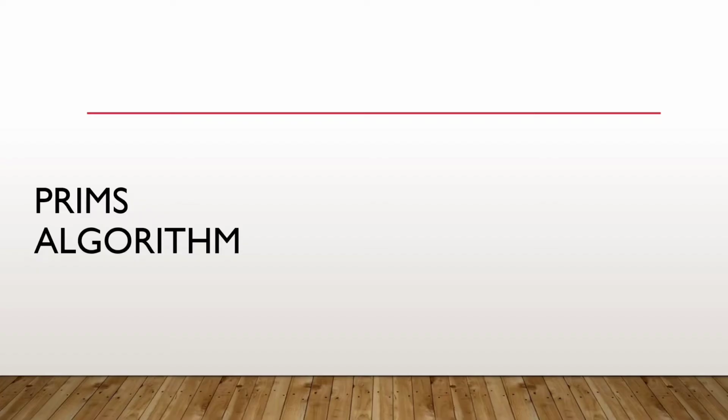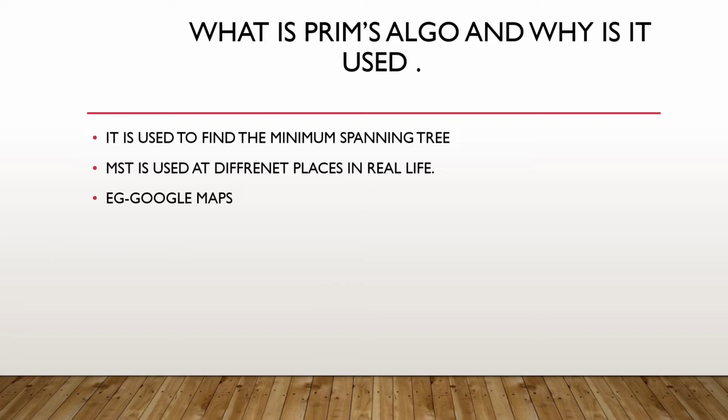So our topic is Prim's algorithm. Our first question is: what is Prim's algorithm and why is it used? Basically, it is used to find the minimum spanning tree. What is the minimum spanning tree? In the spanning tree, when we cover all the vertices and find the minimum weightage path, it is known as a minimum spanning tree. I'll show you further with the help of a numerical.